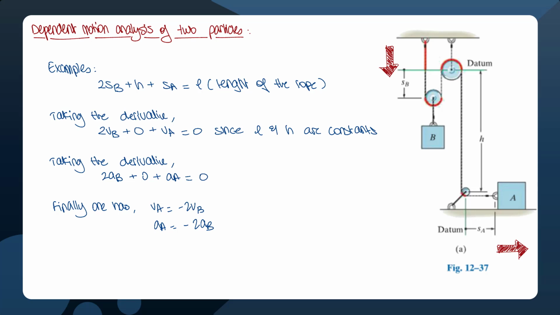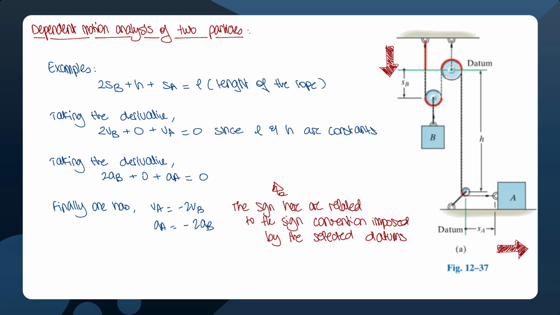So it's very important to note that the signs here are related to the sign convention imposed by the selected datums. If you've selected a specific datum, you know that the positive direction is out of that datum. And so whenever you get a negative sign, you know that it's in the opposite direction of that sign convention. And so you can end up with different sign conventions for each of the different particles, assuming you have selected different datums. Now you'll get a better understanding of what I'm talking about here after we've discussed another example.